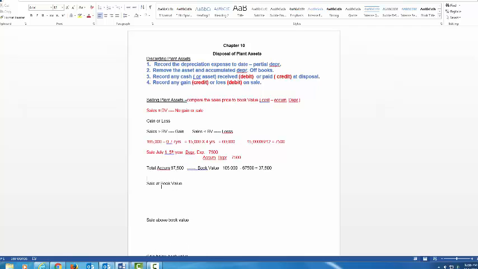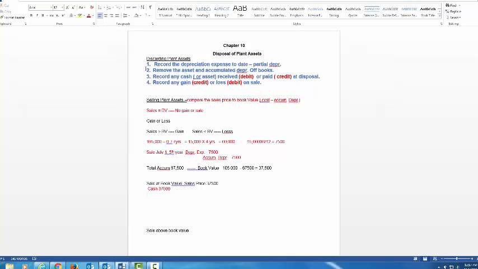So we want to look at the journal entries associated. If I sell it at book value, that means my sales price in this instance was $37,500. If you remember up above, there's no gain or loss on the sale. So my entry would be, if I sell it at book value, I would debit cash for $37,500.